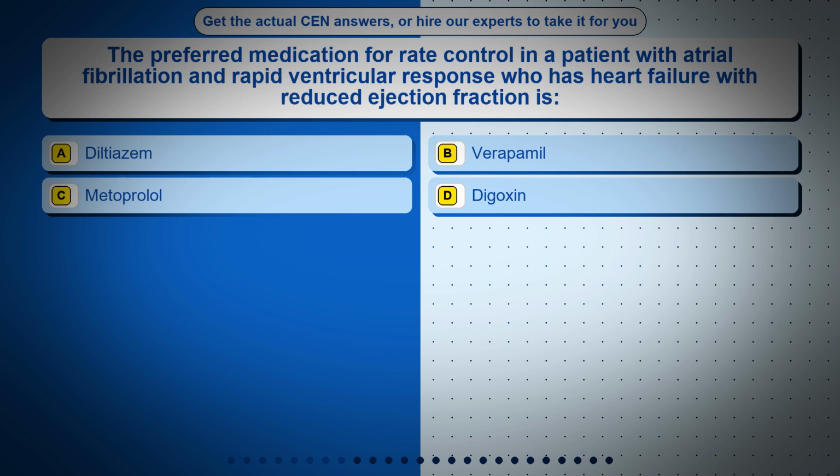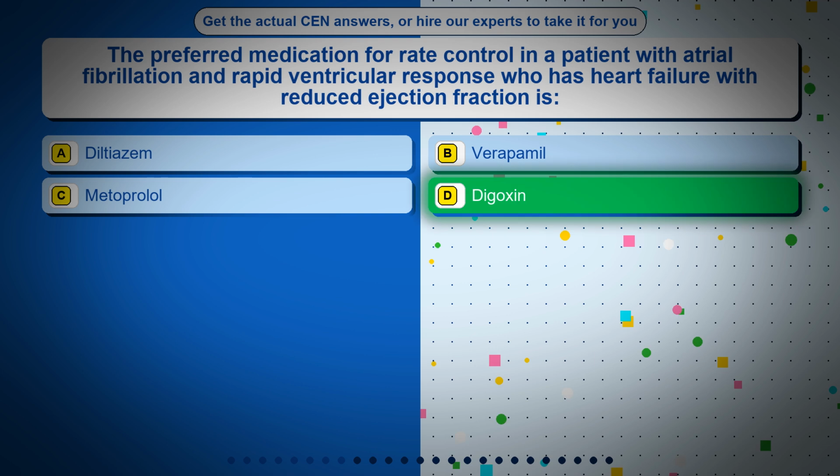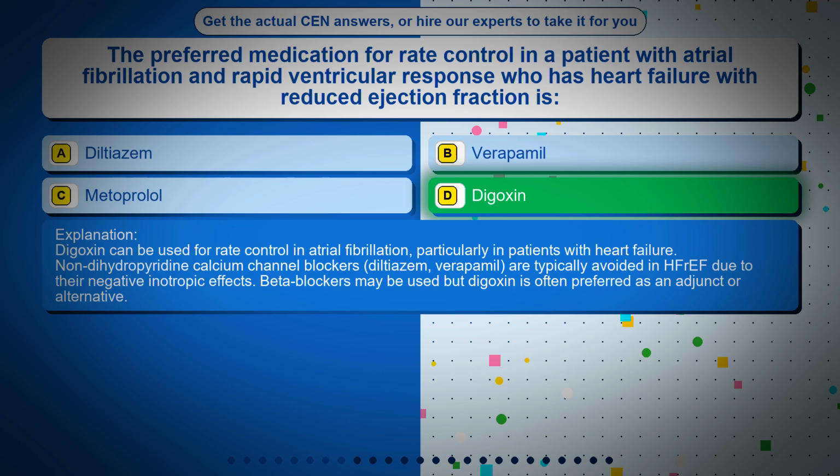Question 8. The preferred medication for rate control in a patient with atrial fibrillation and rapid ventricular response who has heart failure with reduced ejection fraction is Option A, diltiazem. Option B, verapamil. Option C, metoprolol. Option D, digoxin. The correct answer is option D, digoxin. Digoxin can be used for rate control in atrial fibrillation, particularly in patients with heart failure. Non-dihydropyridine calcium channel blockers, diltiazem, verapamil, are typically avoided in HFrEF due to their negative inotropic effects. Beta blockers may be used, but digoxin is often preferred as an adjunct or alternative.